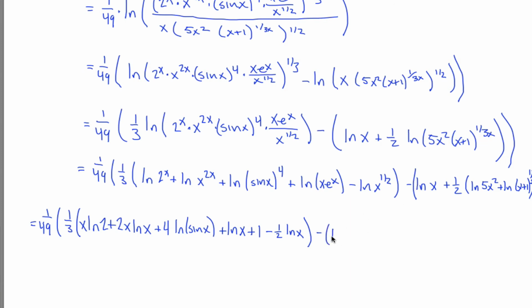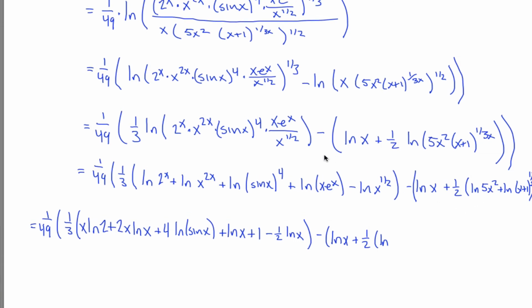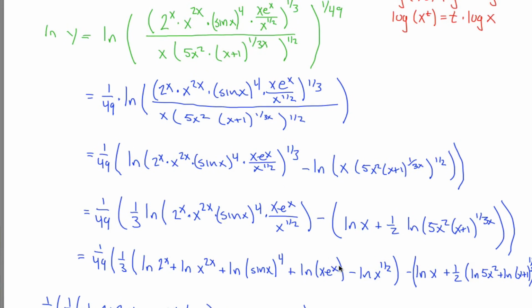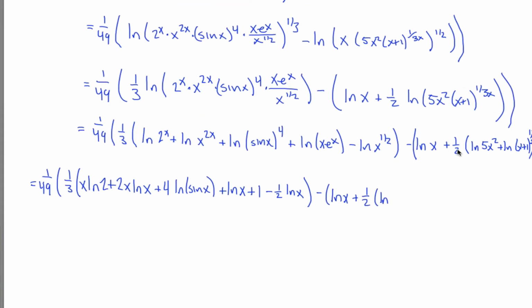And all of this stuff is the natural log of x plus 1/2 times the natural log of 5x squared. Make sure I got this right. Where did that come from? Up here, 5x squared. Okay, so the natural log of 5x squared, I can think about it as the natural log of 5 plus the natural log of x squared. But the natural log of x squared is just 2 times the natural log of x. So that's this part.